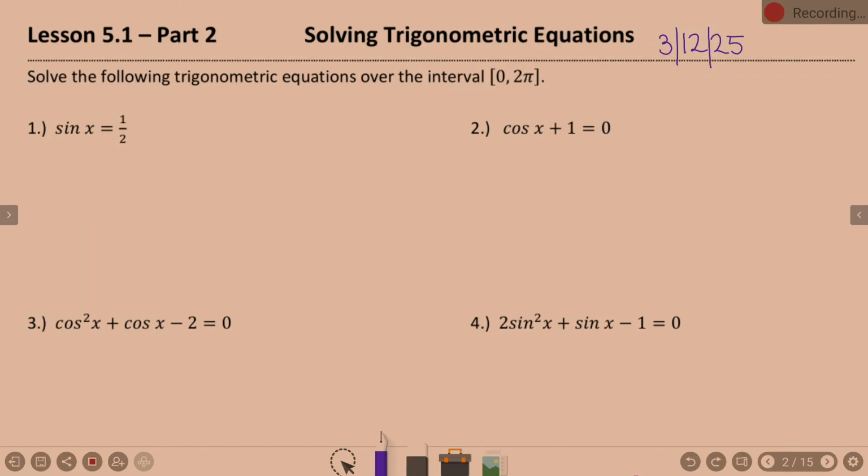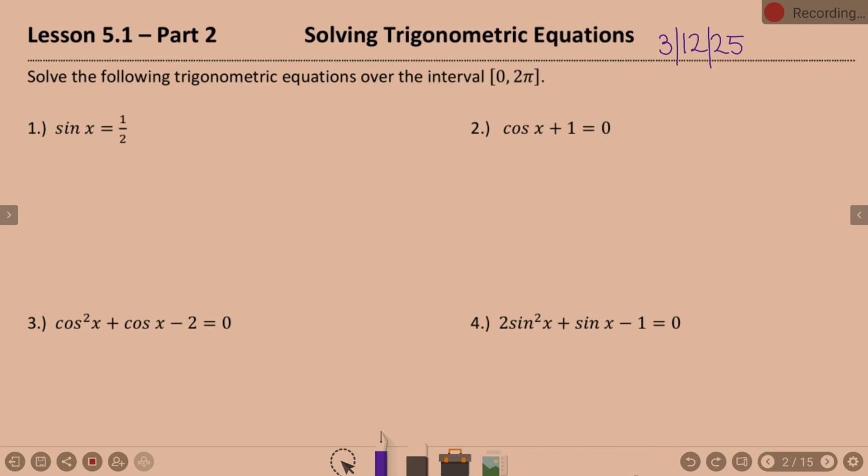5.1, part 2. We are solving trig equations. Now, as we are solving these trig equations, I guess I should have, before we started, asked you to have something out. But yes, you're still going to be using our trig identities. Those are still going to come into play at times, okay?